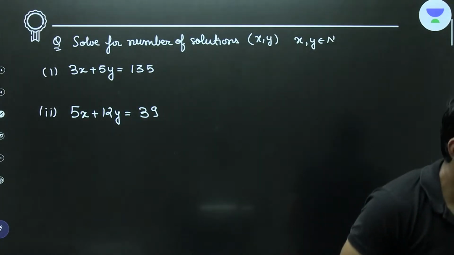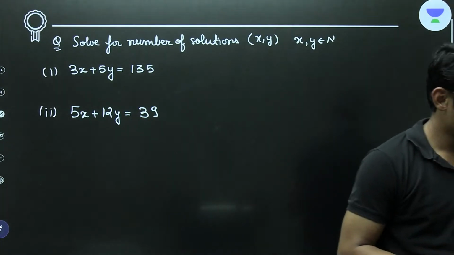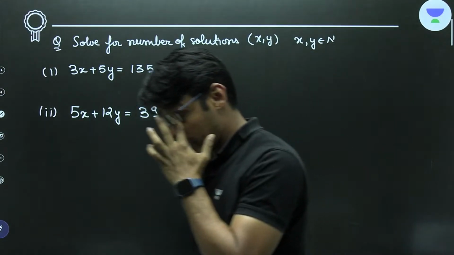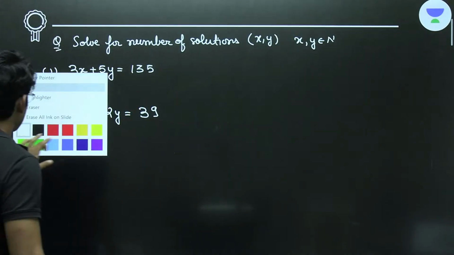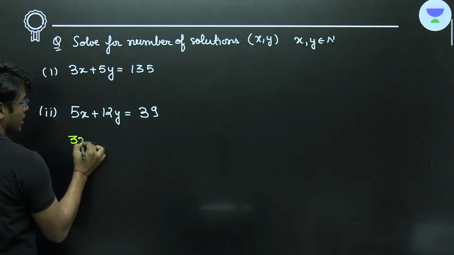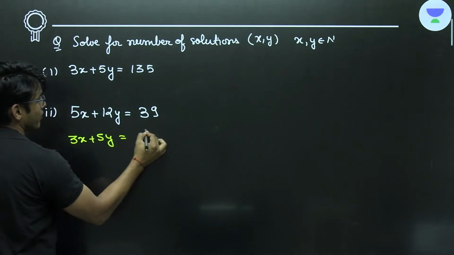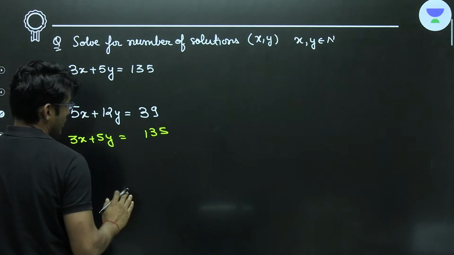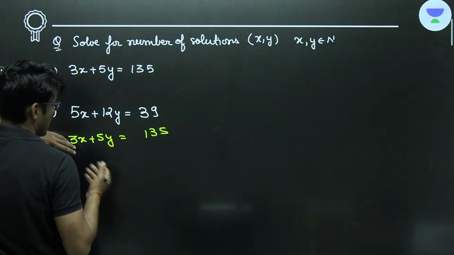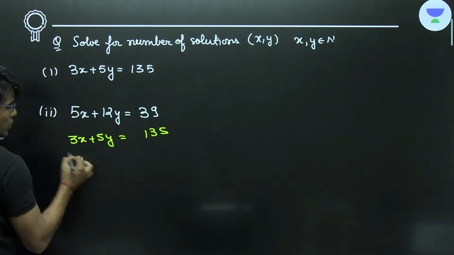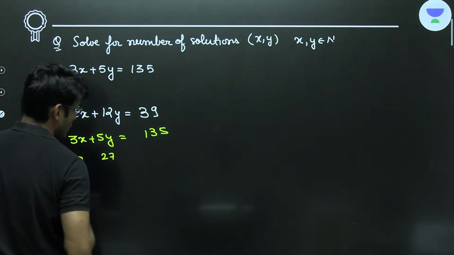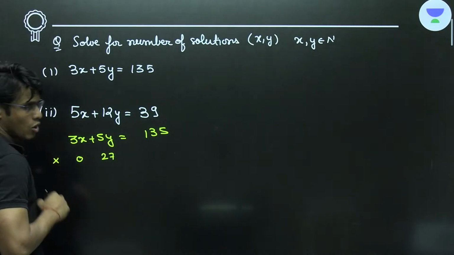First is 8. Okay. Let's solve this one. You do second. Meanwhile, I am writing the solution for first. 3x plus 5y equals 135. Again, I will keep y as big as possible. For that, you can put x equals 0 as well. Put x equals 0, y equals 27. Obviously, I will reject this solution because x is not a natural number.